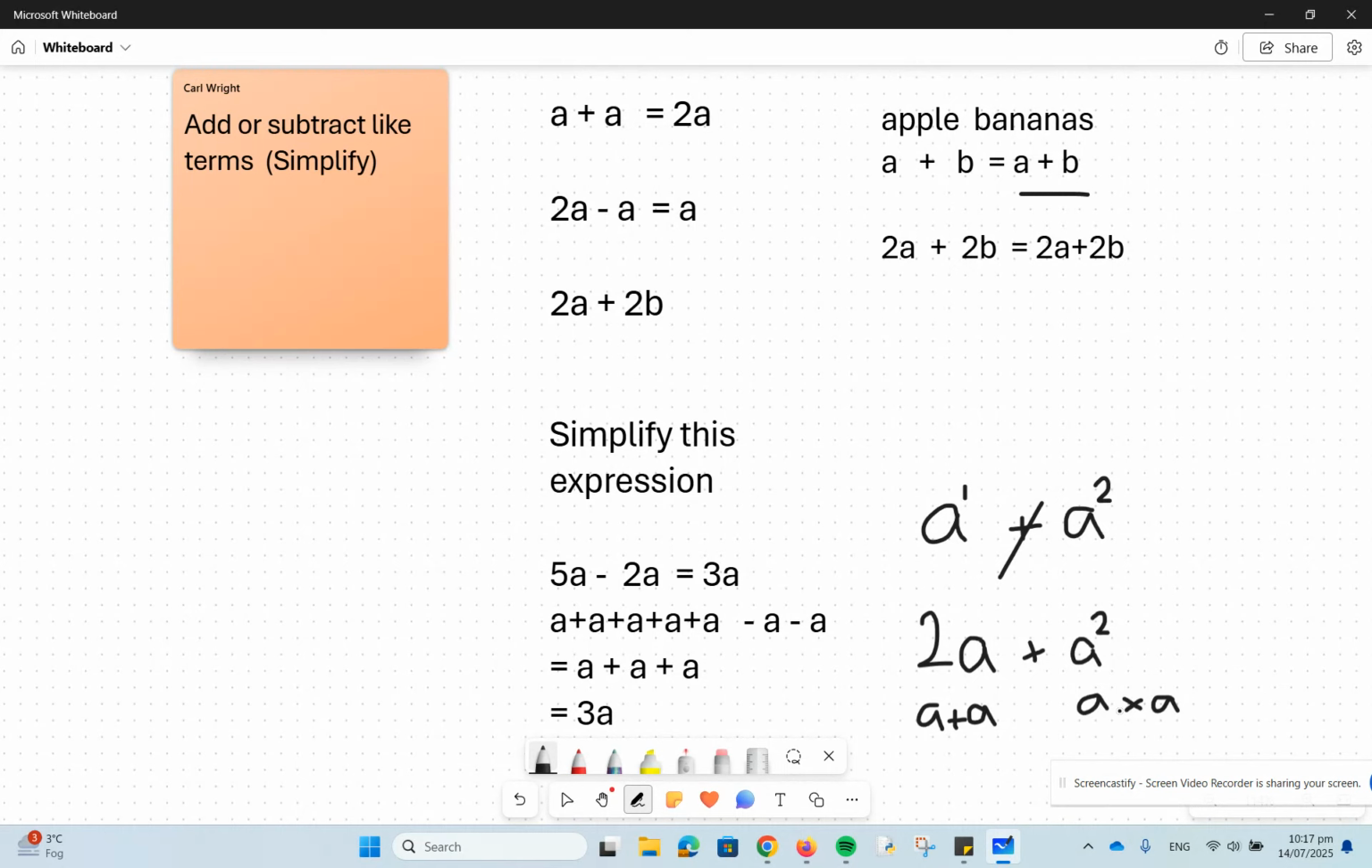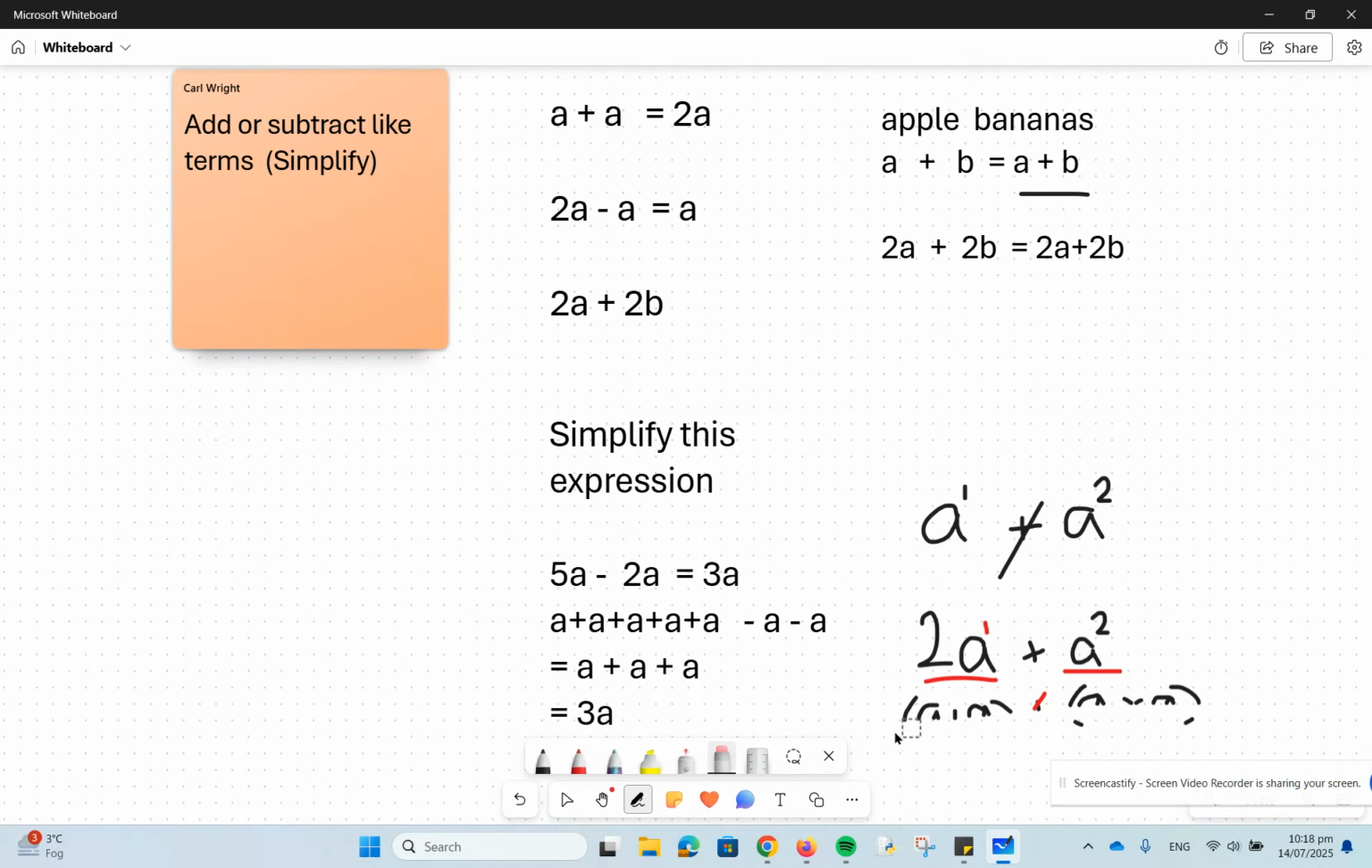So they're not the same. This here, a times a, is simplified to a squared. Whereas this, a plus a, is simplified to 2 of them. So you can't add them together or subtract them, because they're totally different. This is a times and this is a plus. So you notice the power is 1 there. That's a 2. So all we're left with, when we try to simplify this, is 2a plus a squared, because the letter's the same, but the power's different.